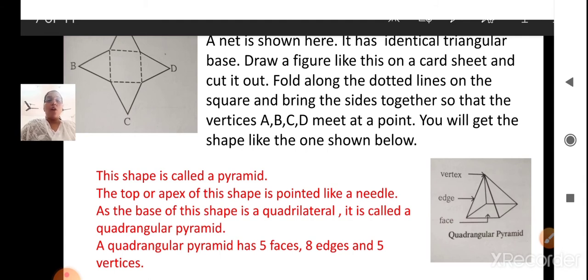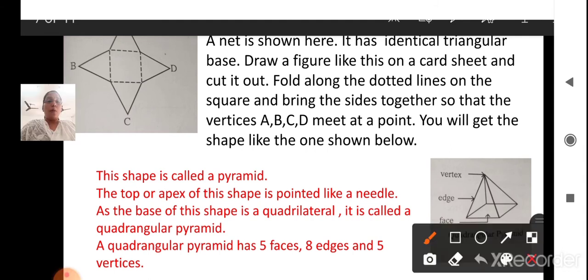This shape is called a pyramid. Can you see the top or apex? The top or apex of this shape is pointed like a needle. It is pointed like a needle.